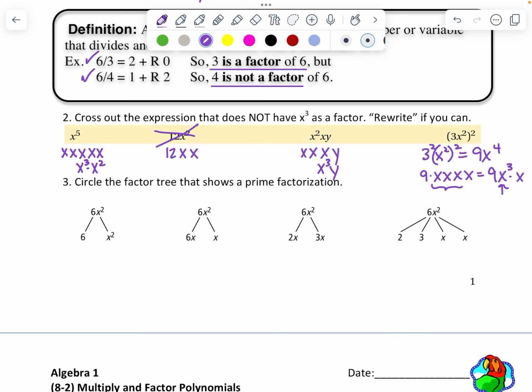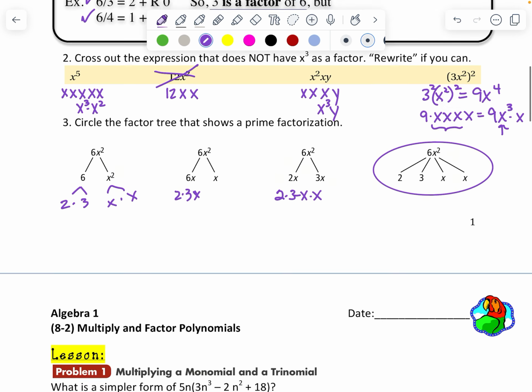Circle the factor tree that shows prime factorization. So you can see 6 has factors of 2 times 3, so you're done there. Even the other one, this is x times x. Here we have a 2 times 3 times x there, so neither one of those. And the same thing here, we have a 2 times x, and we want to put the numbers together and then the factors together like that. So that one is not prime factorized. But the last one, you can see the 2 and 3 are prime, and the x's are also prime. There you go, there you have it.